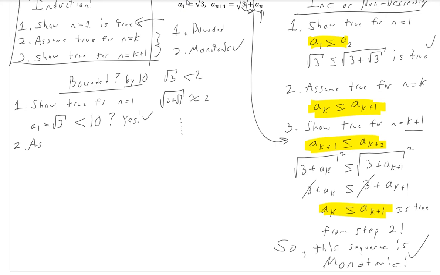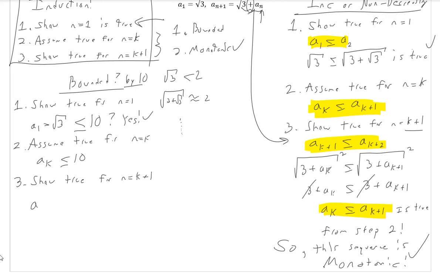Now we're going to assume true for n equals k, which means that some value later on in the sequence, we want to show that that is less than 10. You can even say less than or equal to if you wanted to. So we're going to assume that this is true, and hopefully we can use this later on for our third step, where we show true for n equals k plus 1.